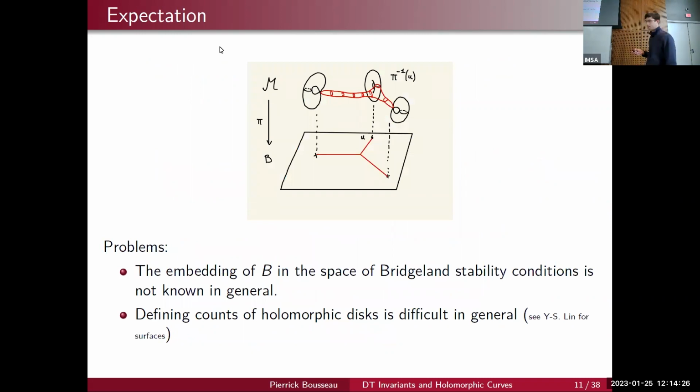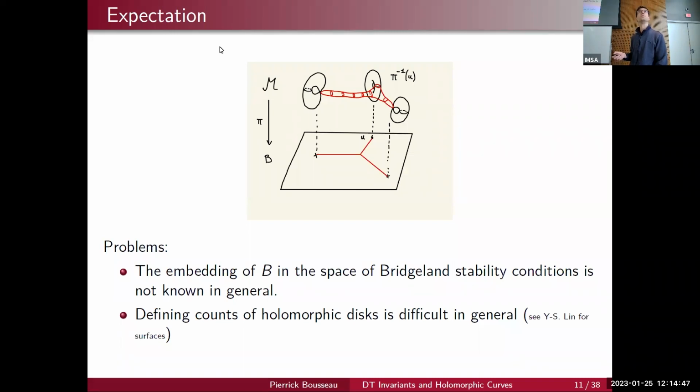Here's a very basic picture. You have this holomorphic disk in this torus fibration. In some appropriate tropical limits, they become trees on the base. And then you might expect these trees to have some meaning on the DT side as moving inside the space of stability conditions in some specific ways.